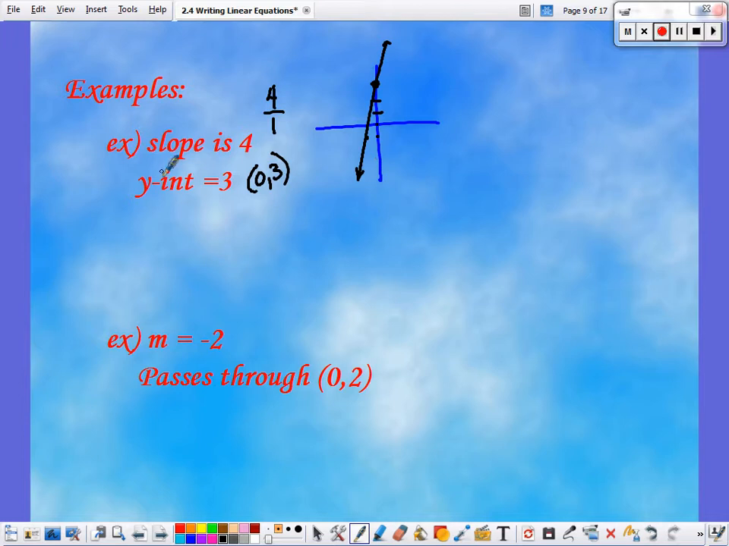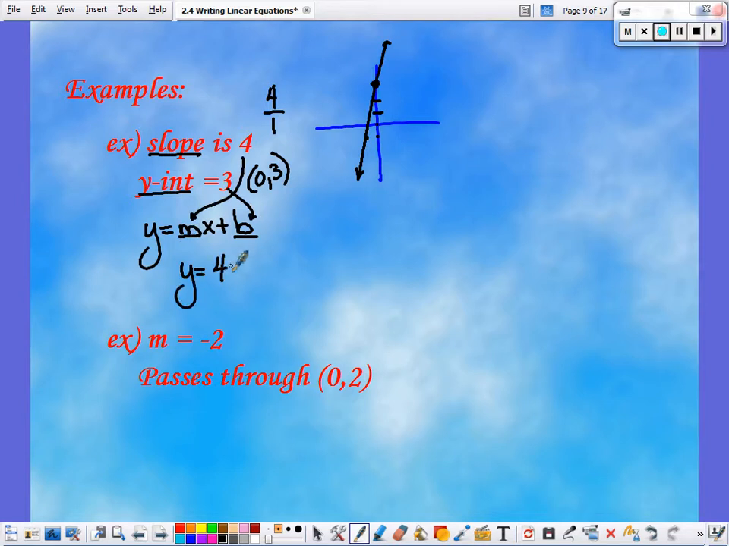Now, how do we write the equation of that line then, if this is the only 2 things we have? Well, if you know the slope and you know the y-intercept, you can jump right into your slope-intercept form. That isn't always the case. But if you know the slope and you know the y-intercept, the x and y are the variables, so they stay x and y, then all you have to do is simply replace the slope and replace the y-intercept. It's a fairly easy problem.